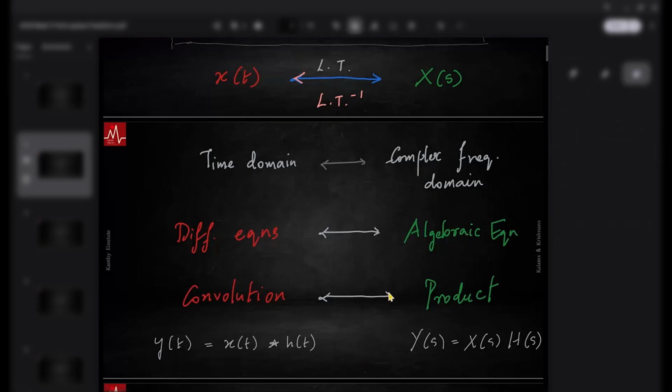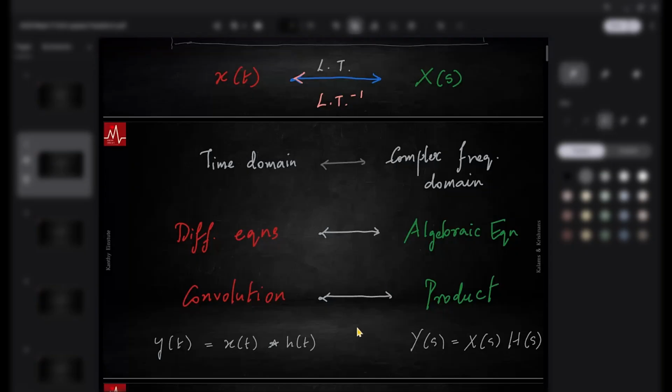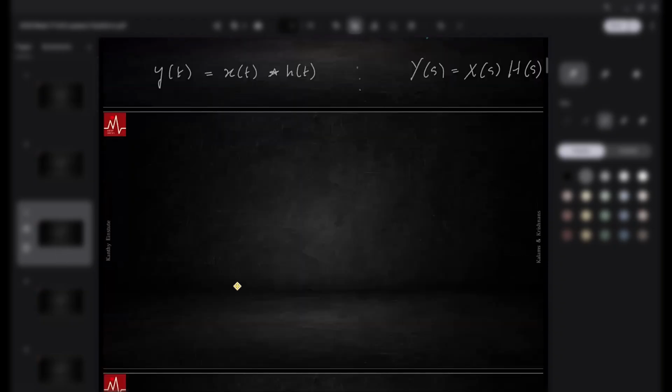Okay? This is why we do Laplace transform. Now the question is, what is this transform? Definition.